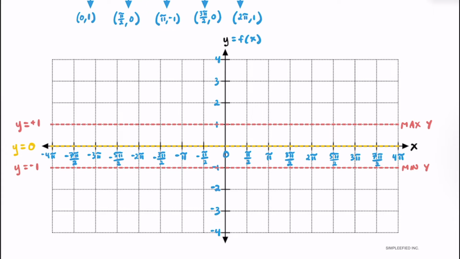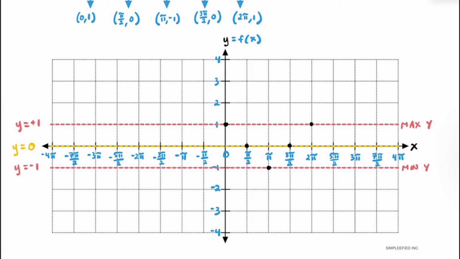So 0, 1 is going to be right up here. Just try to remember in the future, cosine is going to start up here, not at the origin like the sine function. Then we have pi over 2, 0. That's going to be right along the x-axis here. After that, we have pi, -1. That's going to drop down below to our minimum y value. And then it's going to be coming back up here to the x-axis. So that's 3 pi over 2, 0. And then it's going to be 2 pi, 1. So it's going to move its way back up because this is going to complete one cycle.